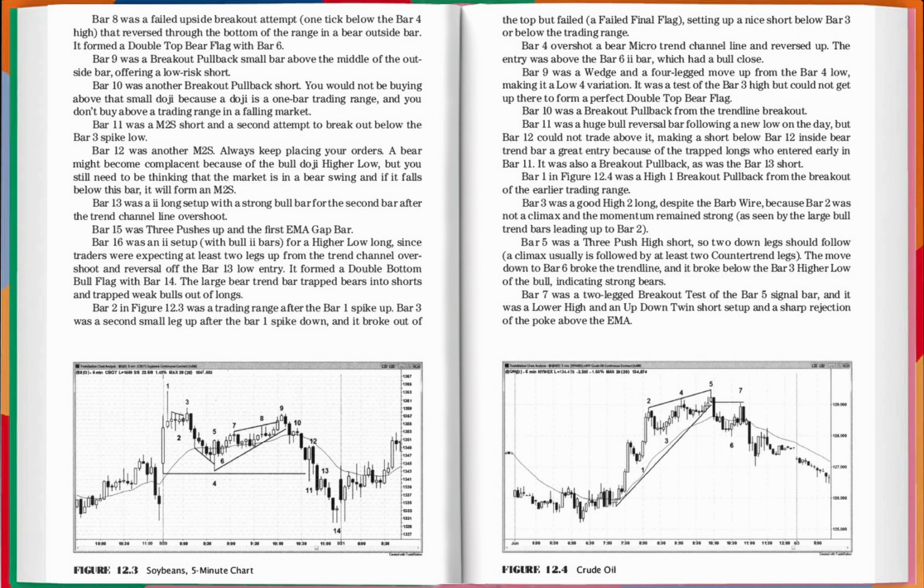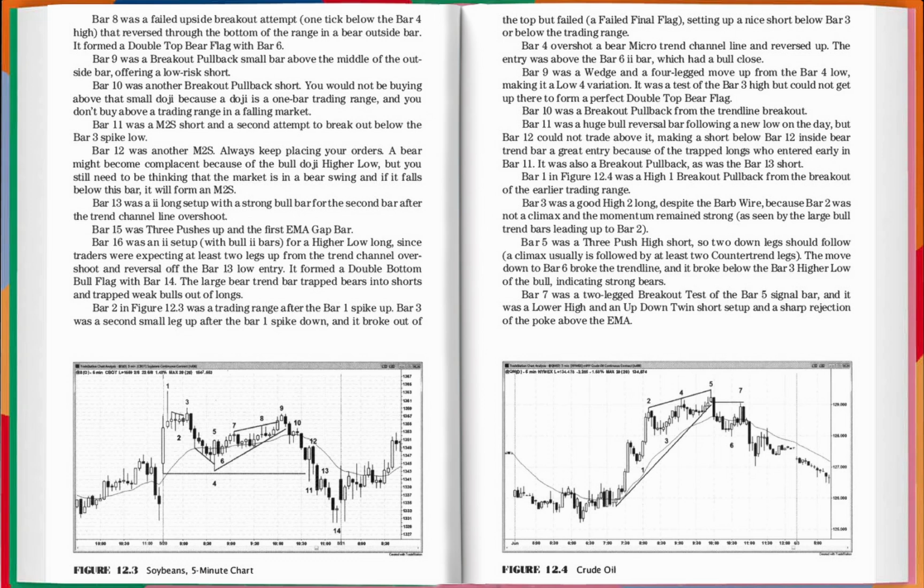Bar 5 was a 3 push high short, so 2 down legs should follow. A climax usually is followed by at least 2 counter-trend legs. The move down to bar 6 broke the trend line, and it broke below the bar 3 higher low of the bull, indicating strong bears.